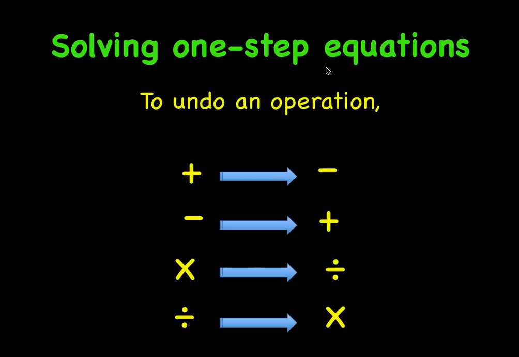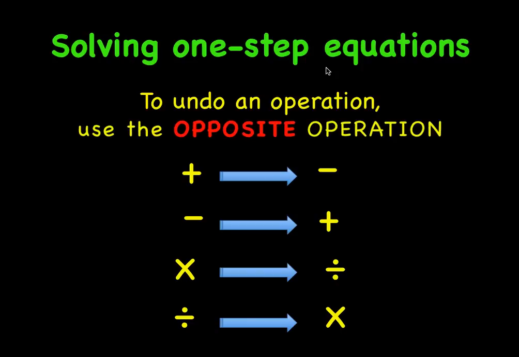Now, to undo an operation, you use the opposite operation. So when we're solving one-step equations and we need to undo the operation that's already there, if it is an addition equation, we use subtraction. If it is subtraction, we use addition. If it is multiplication, we use division. And if it is division, we use multiplication.